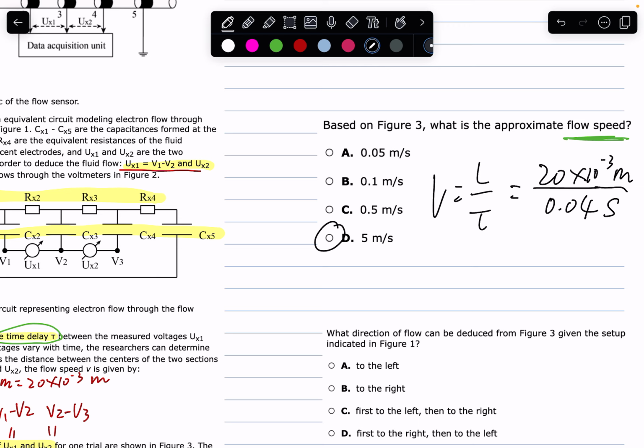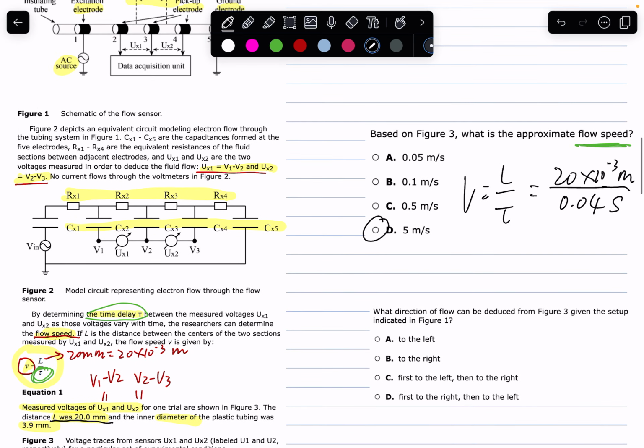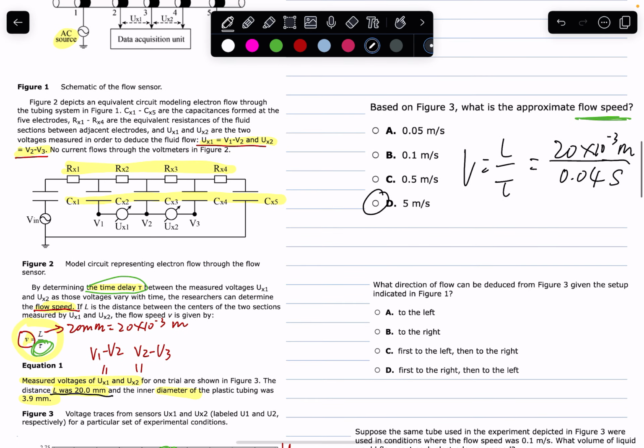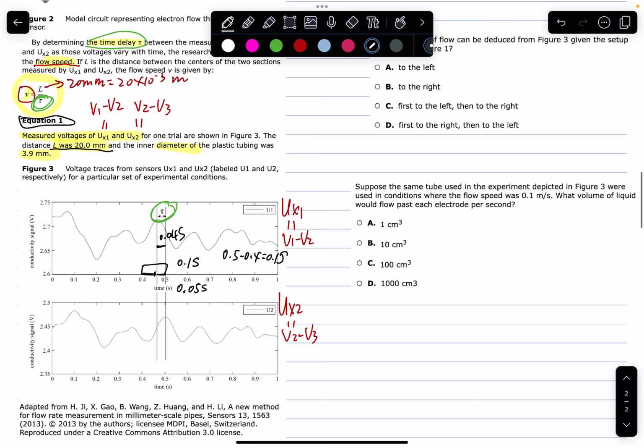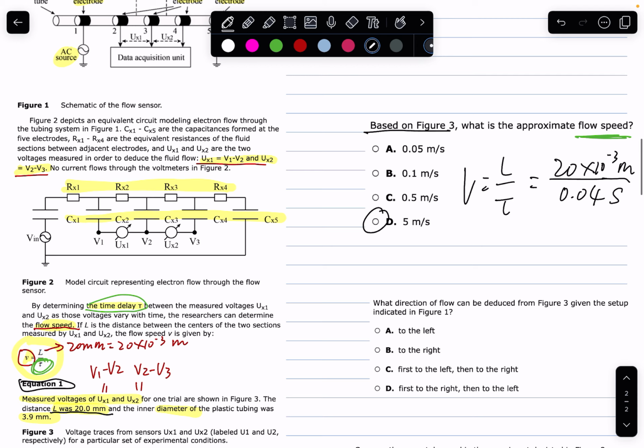Really simple and easy. This passage looks intimidating and overwhelming, but like I said, the equations that are given are usually tested. So you want to know, in this equation, what is measured? That's the flow speed v, and it's L over t. Then you find in the passage where L is and where t is. And very nicely, this question is based on figure 3, so it tells you to look at figure 3 for the time delay t. Okay, perfect, that's the first question.